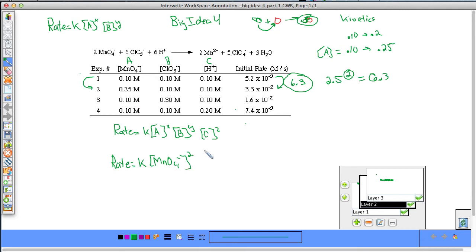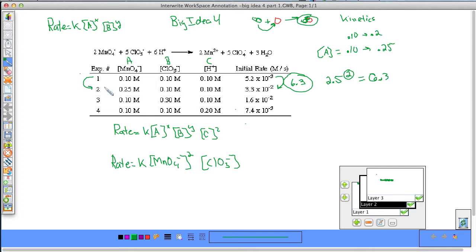All right, so now let's look at B. And so B is going to be right here. We have ClO3. We're going to put it right here. And what we want to determine is what is that exponent for B. So which one of these experiments changed B? It looks like number 3 did. So if we look at number 1, they're all 0.1, 0.1 across the board.